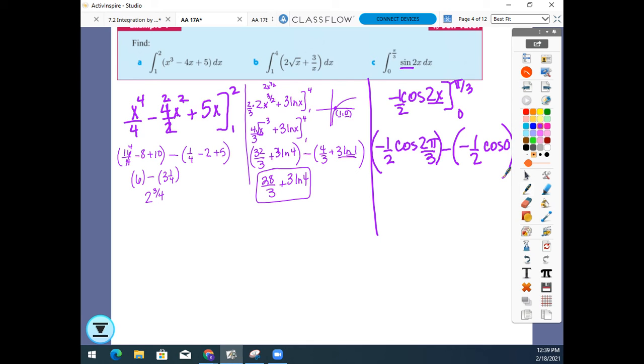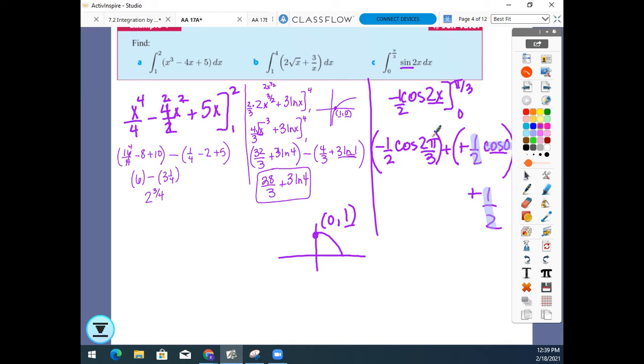Now about the evaluating. All right, so let me do the easy one first. Be very careful about cosine of 0 because cosine starts at the top. Cosine of 0 is 1. So this whole thing, I'm going to distribute that negative, is just 1/2 because we have a half times 1, which is 1/2.